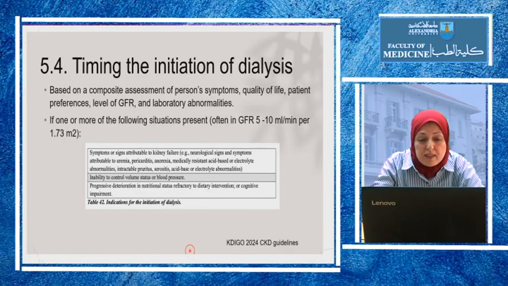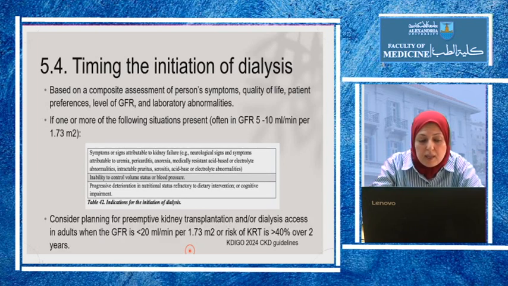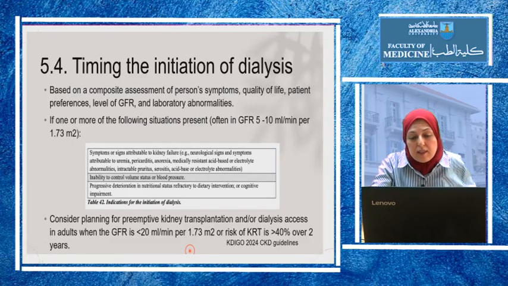So if the patient has one or more of these situations: symptoms attributable to kidney failure, like neurological signs and symptoms, pericarditis, anorexia, medically resistant acid-base or electrolyte abnormalities, intractable pruritus, inability to control volume status or blood pressure, progressive deterioration in nutritional status, or cognitive impairment, then the patient should start dialysis.